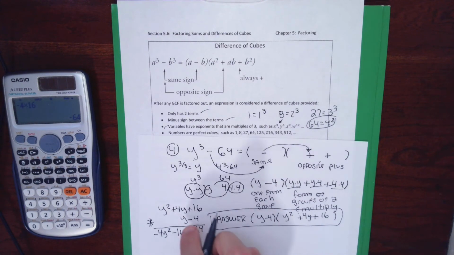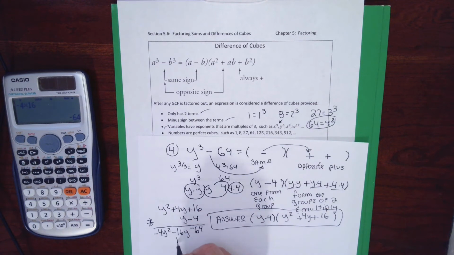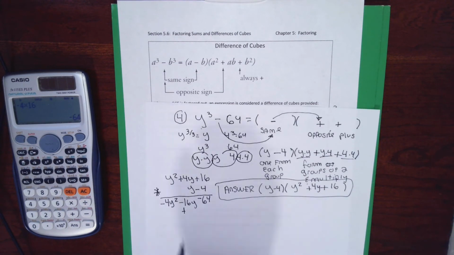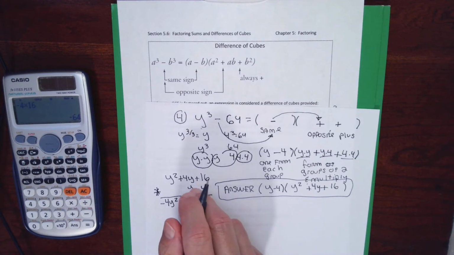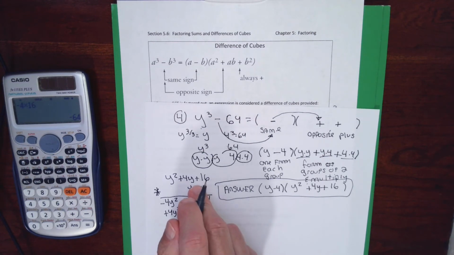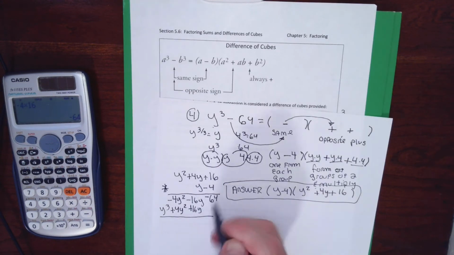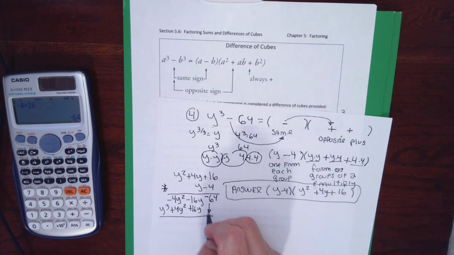Move down to the y and multiply it and start indented 1. I'm going to multiply the positive y times the positive 16 and get positive 16y. I'm going to multiply the positive y times the 4y and get positive 4y squared. And I'm going to multiply positive y times y squared and get positive y cubed. I'm going to bring down my minus 64.